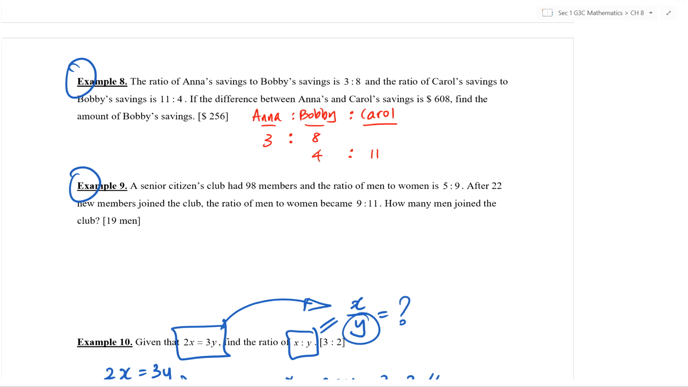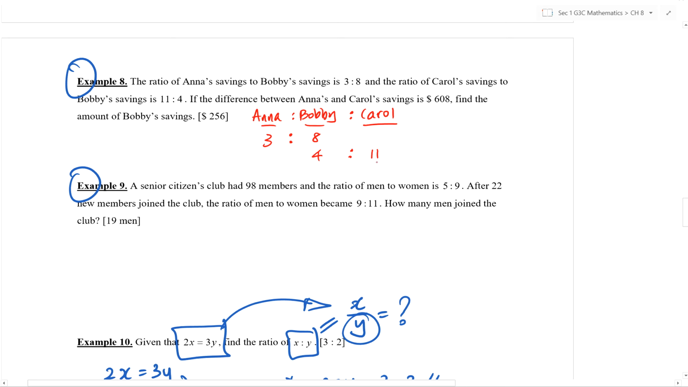Now, we want to find the, wait, what does it say? The difference between Anna and Carol. Anna and Carol, the savings is $608. So how many units actually represent $608? That's what we need to find out first. However, I cannot say that the difference between Anna and Carol in units is actually 8. I cannot say that.